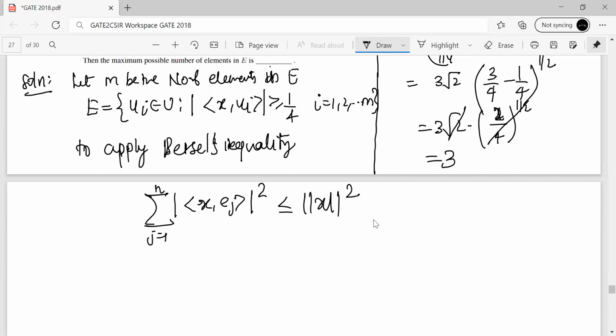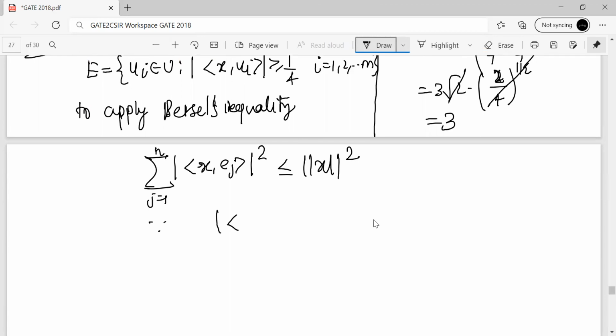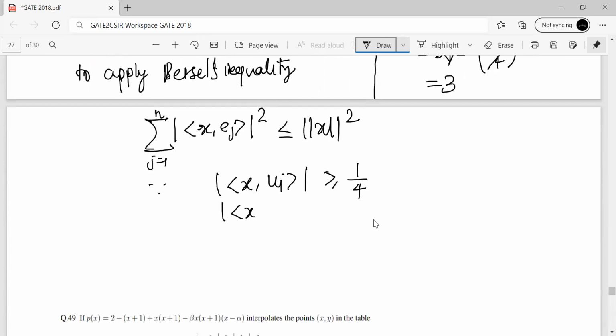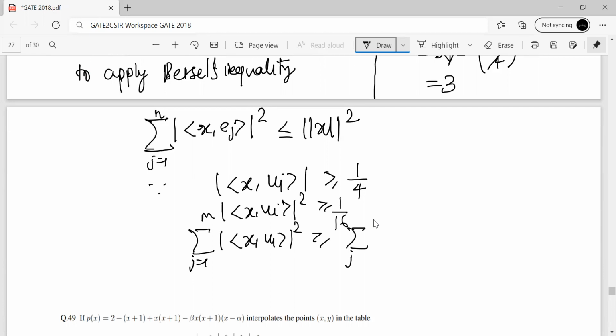So right now, you are given that mod of inner product of X comma Ui is greater than or equal to 1 over 4. Now we will take square on both sides. So inner product of x comma ui square will give me 1 over 16. Okay, now take the summation. j runs from 1 to how many elements are there? M. So take up to M. So the sum of x comma ui square will be greater than or equal to summation j equal to 1 to M of 1 over 16.